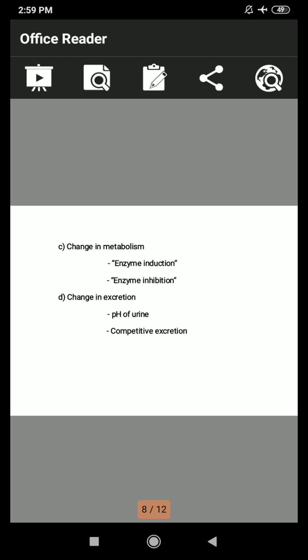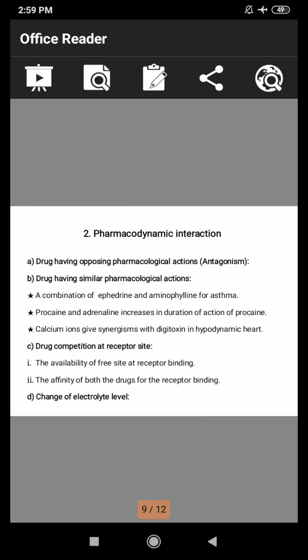Okay. Then next is pharmacodynamic interaction.